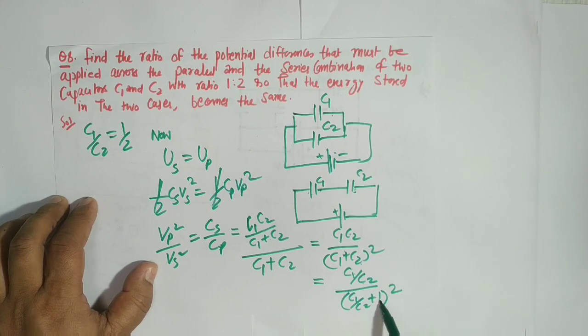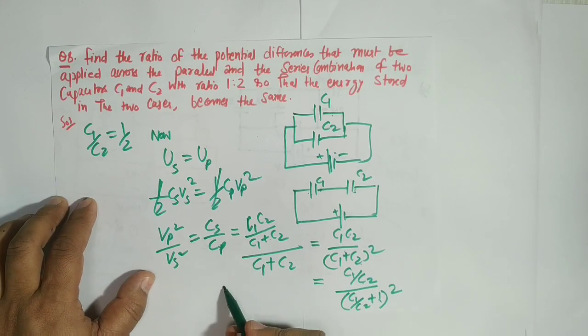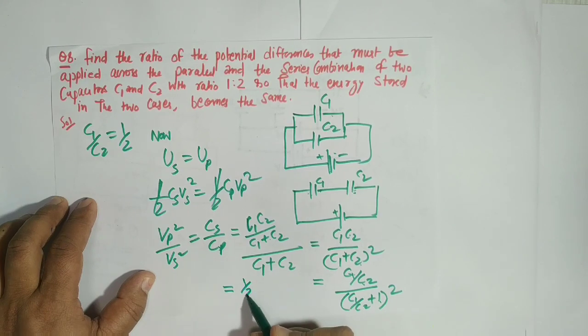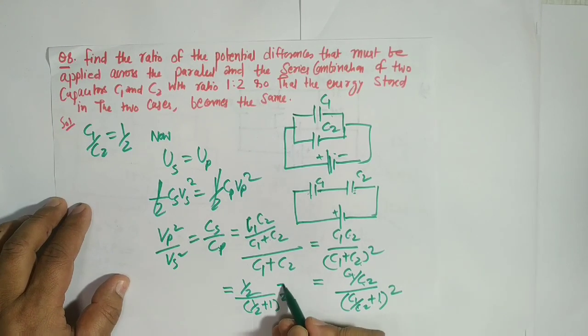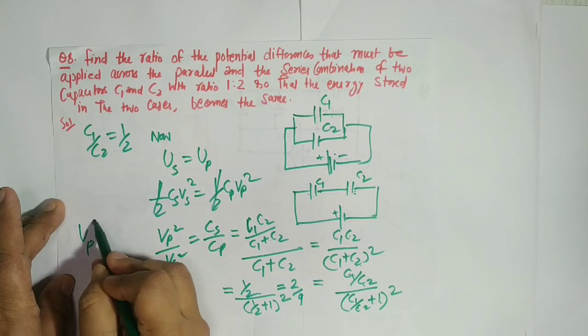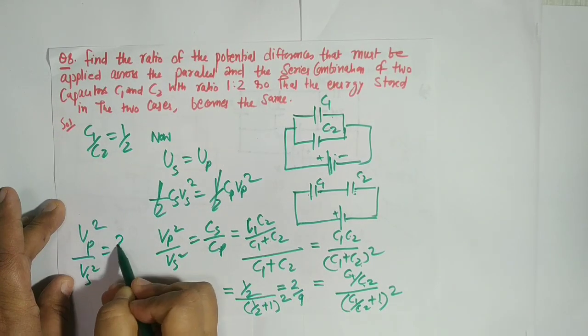So it can be written in this form. And then finally you put the value. What is C1 by C2? Half. And what is C1 by C2? Half plus 1 whole square. And solve it. You will get 2 by 9. So Bp square by Vs square is 2 by 9.